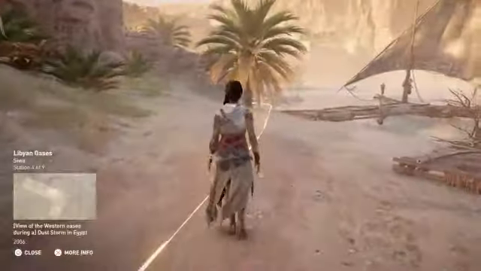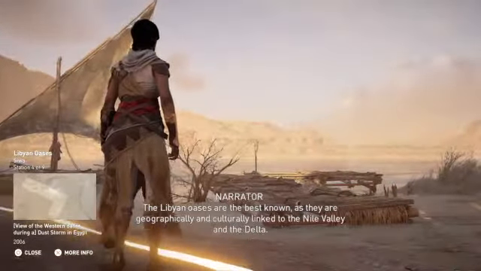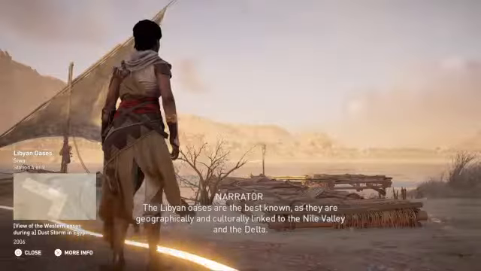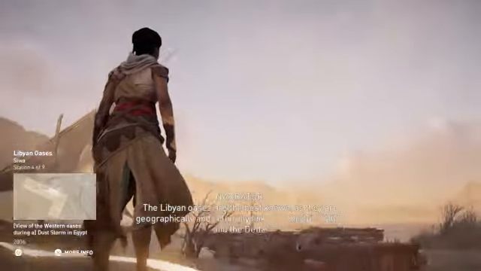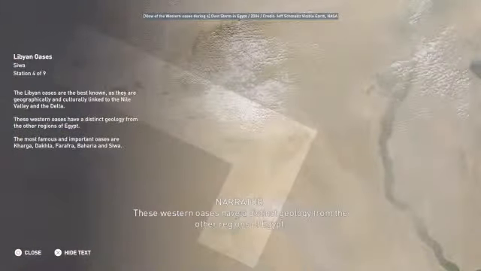And here we are at the next location. The Libyan oases are the best known, as they are geographically and culturally linked to the Nile Valley and the Delta. These western oases have a distinct geology from the other regions of Egypt. The most famous and important oases are Karga, Dakhla, Farafra, Baharia, and Siwa.